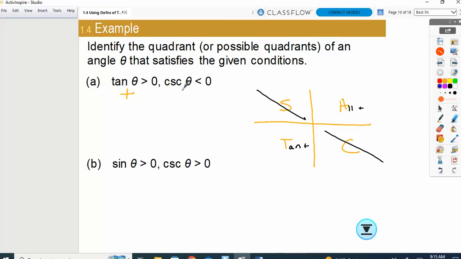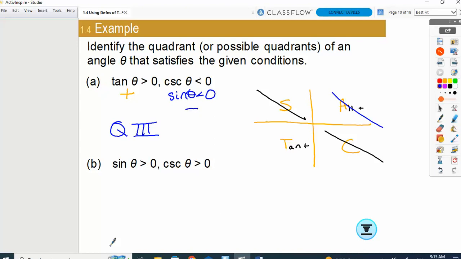Right. Then it says cosecant is less than 0. Cosecant is the reciprocal of sine. So if you want, you could think this even means that sine is less than 0. So less than 0 is negative. I know I am in one of these 2 quadrants. In quadrant 1, they are all positive, so could sine be negative there? No. In quadrant 3, tangent is positive, so could sine be negative? Yes. So the correct answer here is quadrant 3. That is the only quadrant where tangent is positive and sine is negative.